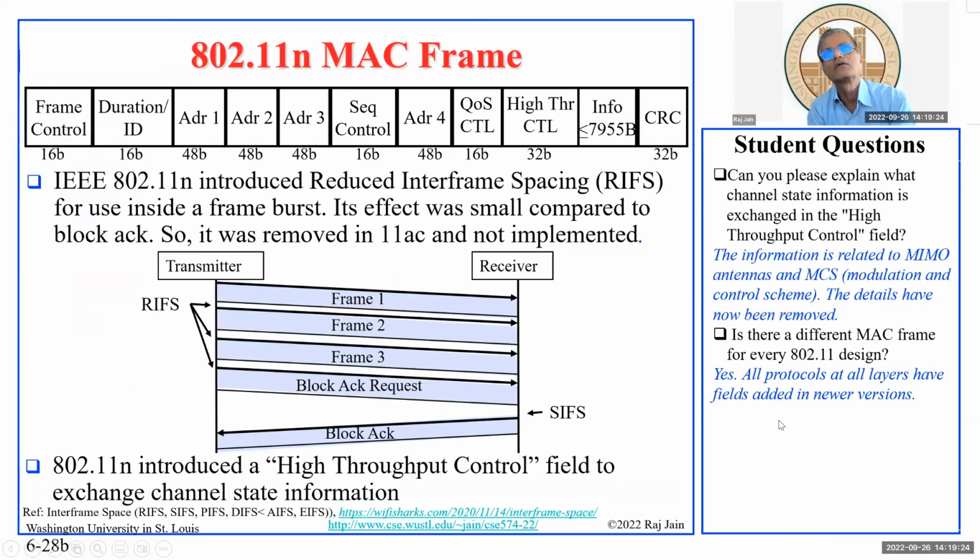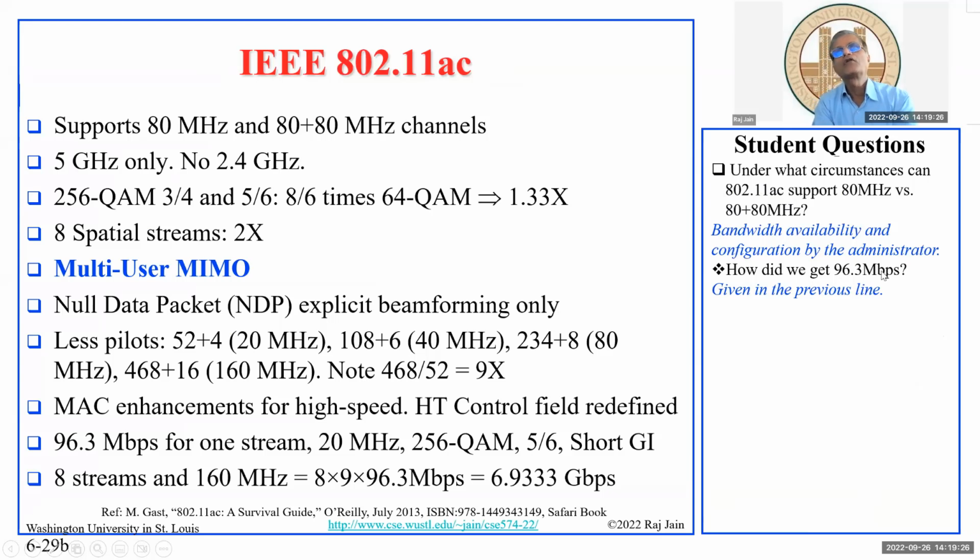Now let's go back. Okay, how did we get 96.3 megabits for 1 stream? We just gave it to you. Assume that 96.3 megabits for 1 stream. Period. Okay, and then you calculate for this one. So you multiply that and you get this. So this is given here. At some point, we will explain how to calculate it.